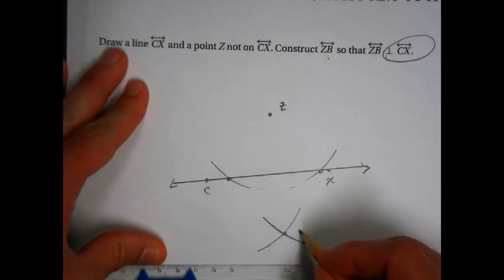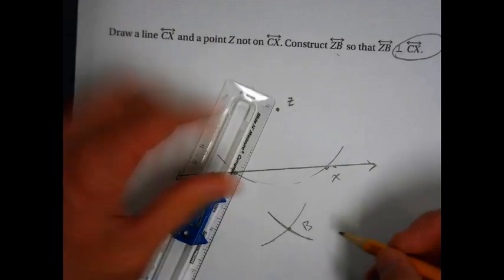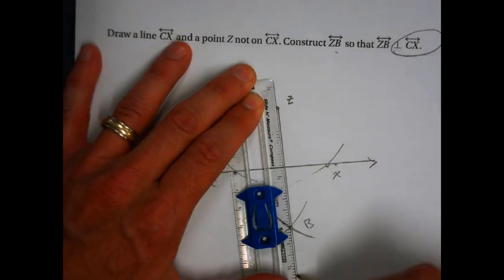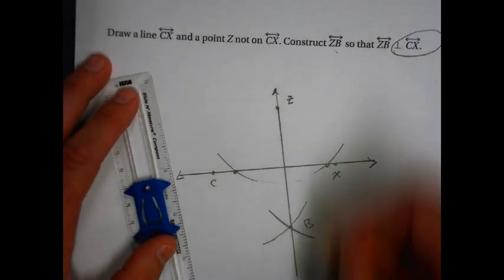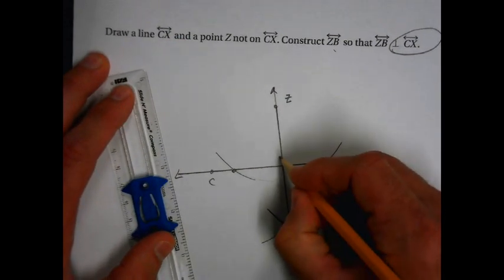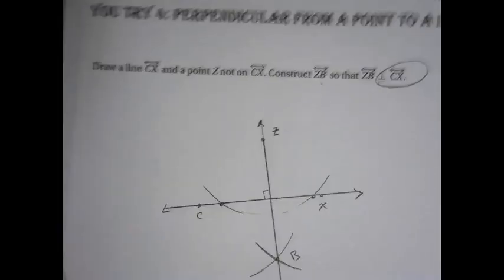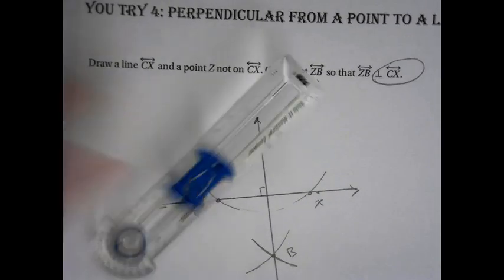Now we have a new point, and this new point will be called B, right? ZB. So now we have point B, and now we have line ZB that is perpendicular to CX. We already know that's perpendicular. So we cross it through. That's perpendicular, right? It crosses at 90-degree angles. And that's how we can construct stuff with precision tools like the compass.